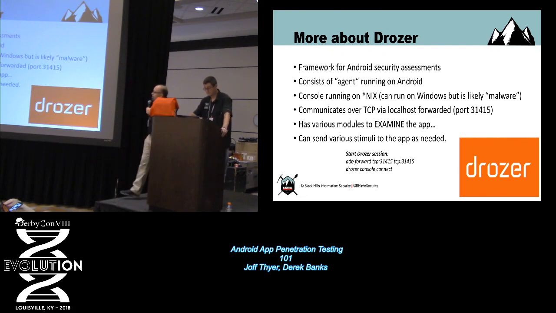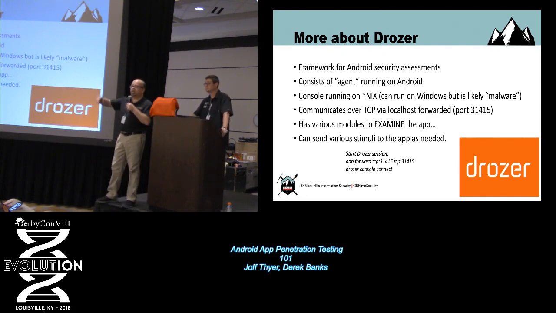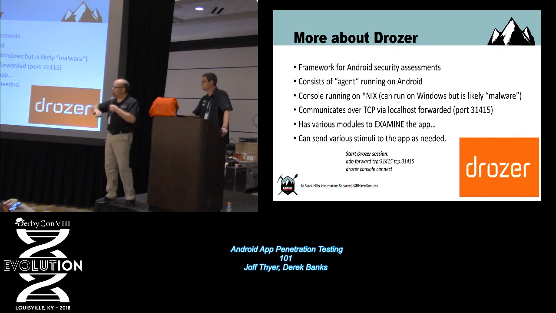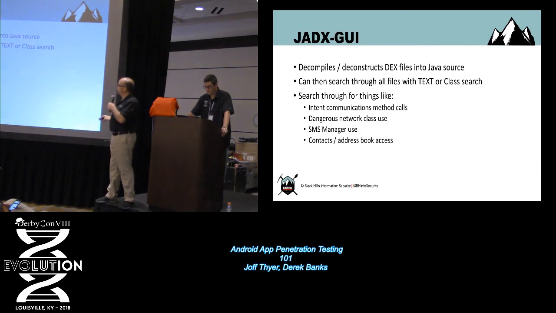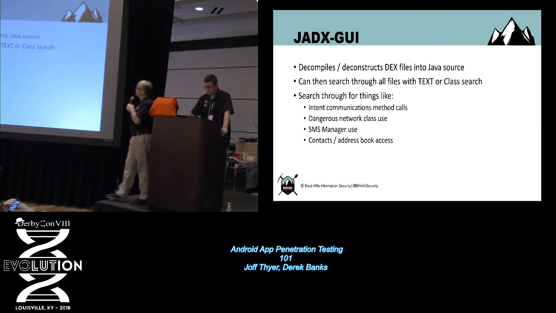Gives us the port forwarding, and then Drozer console connect. Assuming that the agent is running on the emulated platform or the hardware device, you will then actually go into a Metasploit-ish console that allows you then to examine the attack surface, send intents, do all kinds of things.